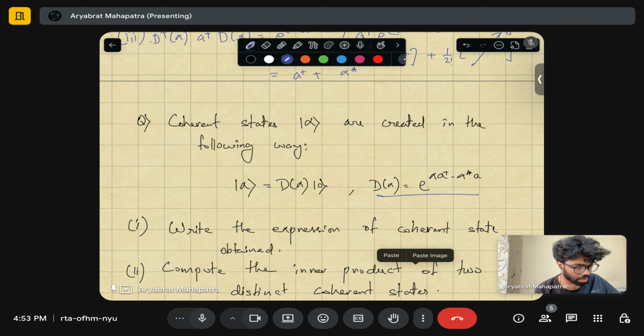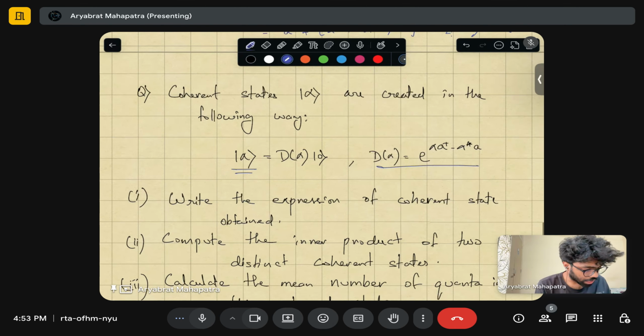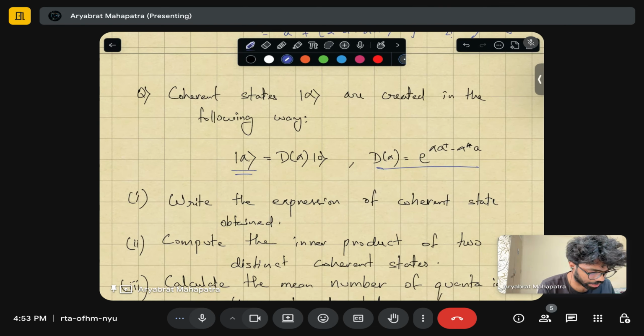This displacement operator you can now use to construct coherent states, the coherent states that we started our discussion with. Related to it, we can understand a few more things by going through each of these points. First, if you operate this displacement operator on the ground state of your harmonic oscillator, then the outcome will be defined as your coherent state. So that is our first task to do.